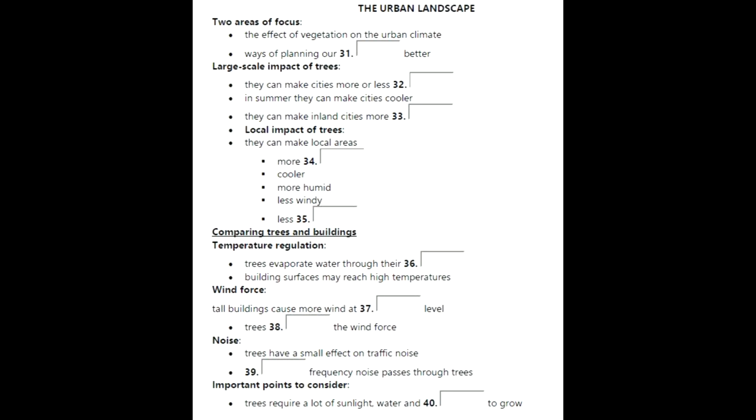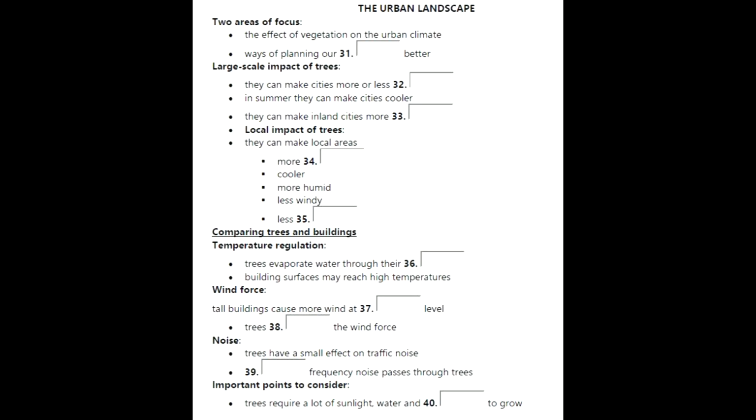Good day, ladies and gentlemen. I have been asked today to talk to you about the urban landscape. There are two major areas that I will focus on in my talk: how vegetation can have a significant effect on urban climate, and how we can better plan our cities using trees to provide a more comfortable environment for us to live in. Trees can have a significant impact on our cities.